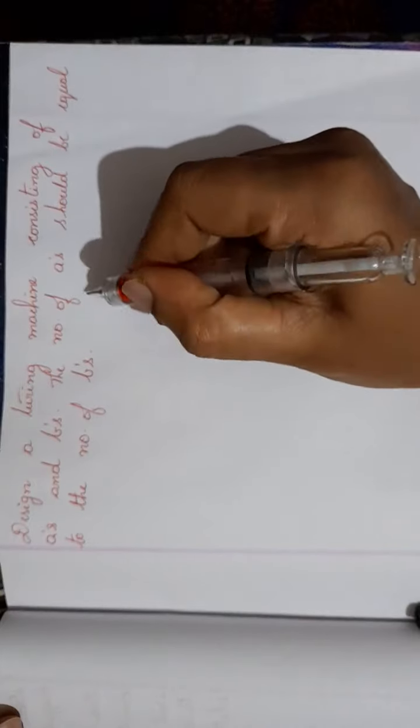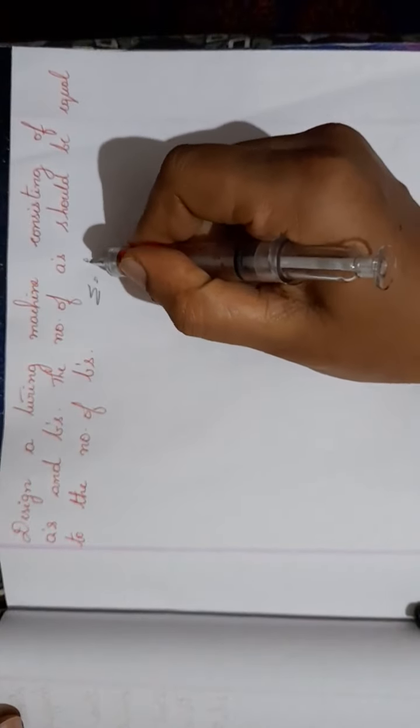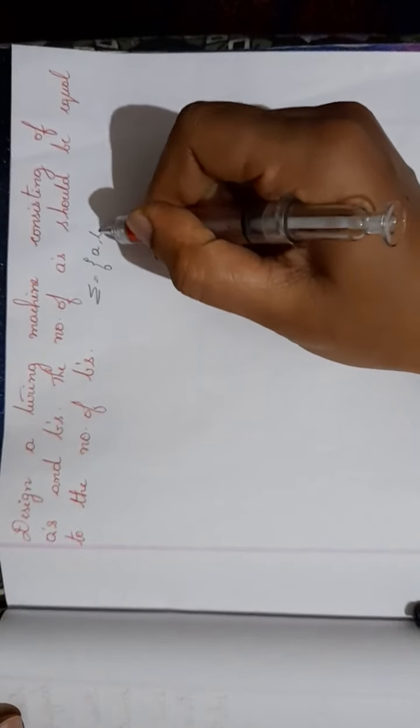We shall move on to the next problem. One more example. Design a Turing machine consisting of A's and B's. The number of A's should be equal to the number of B's. So the question tells that my alphabet here consists of A's and then B's. And what is the condition? The number of A's should be equal to the number of B's.